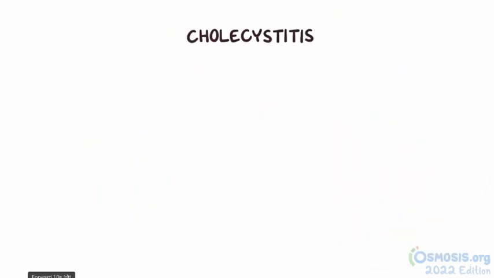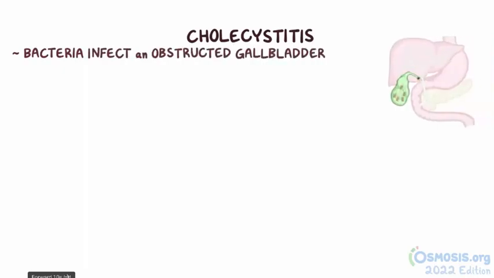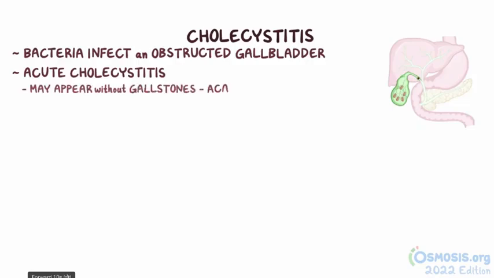In cholecystitis, bacteria like Escherichia coli, Klebsiella, or Streptococcus species infect an obstructed gallbladder. That's because these bacteria are always lurking in the gastrointestinal tract and creep up the biliary tree and into the gallbladder when there's no bile washing them back out into the intestines. There's acute cholecystitis and chronic cholecystitis, and they are both invariably related to gallstones.